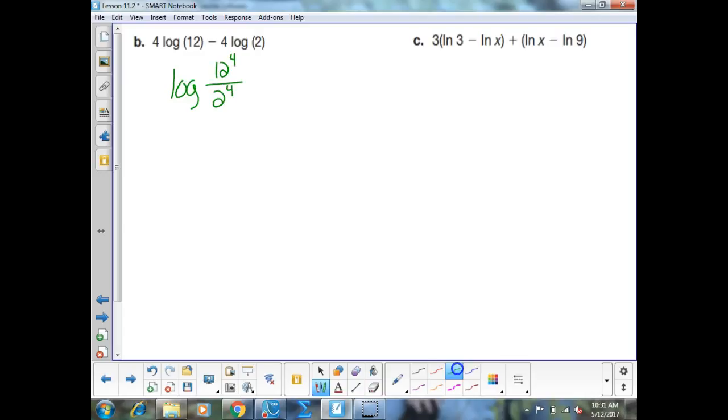Now, could I figure out what 12 to the 4th power divided by 2 to the 4th power is? How would I do that? What would I have to use probably? I'd probably use a calculator, because 12 to the 4th is a really, really big number. And I know this because when I divide it by 16, I get the log of 1,296. Okay?